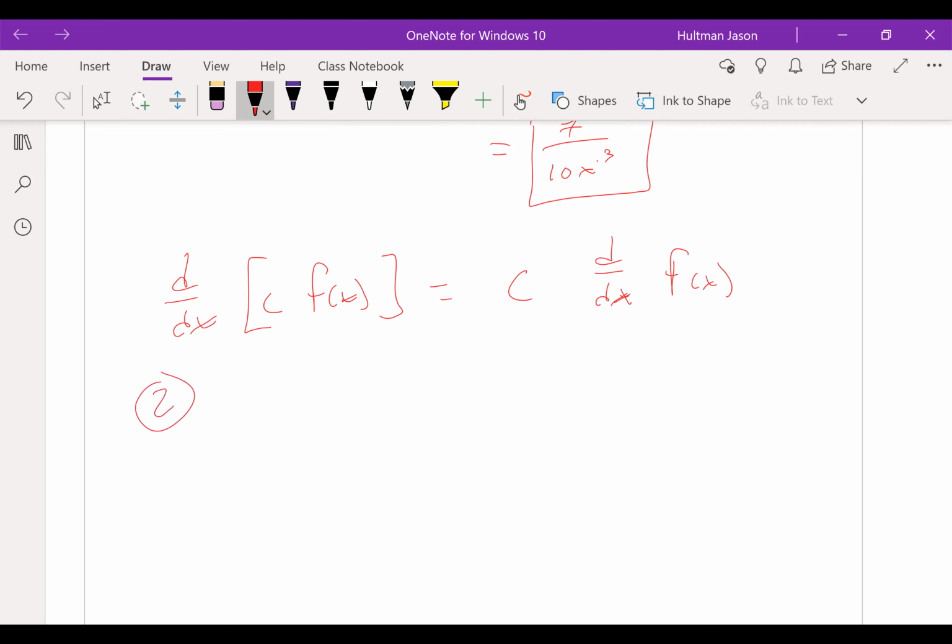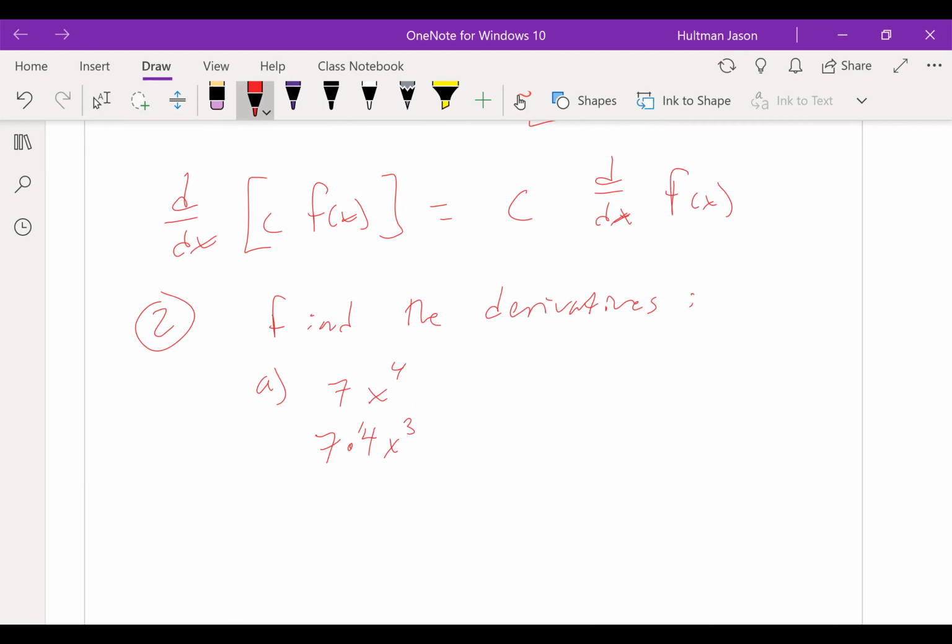So number 2 here, find the derivatives. A, 7x to the fourth. So what's the derivative of 7x to the fourth? Well, it's just going to be 7 times the derivative of x to the fourth, which we saw was 4x cubed. So we could go like that if we really want to. And so this is just 28x cubed.